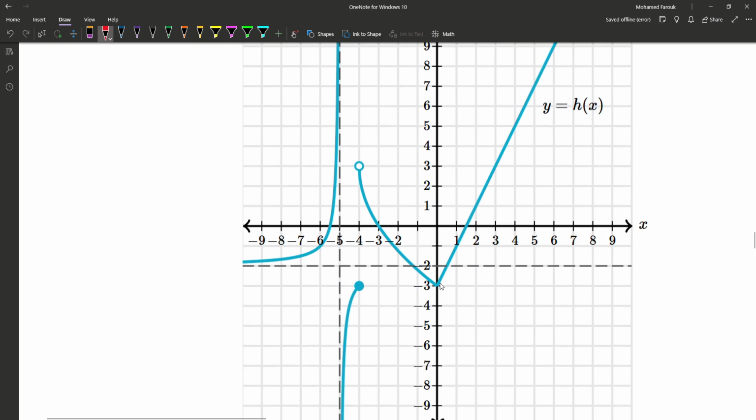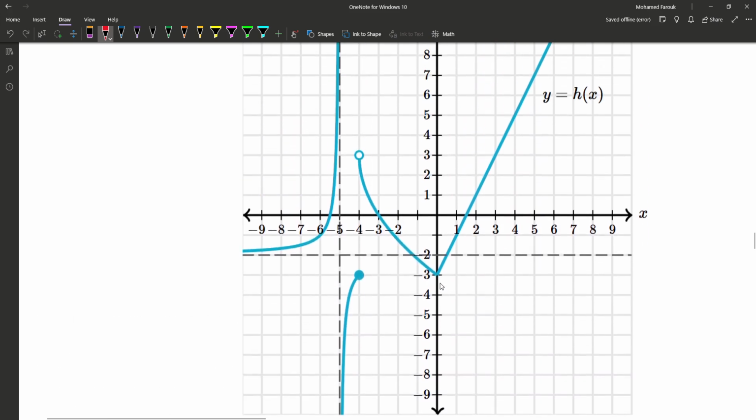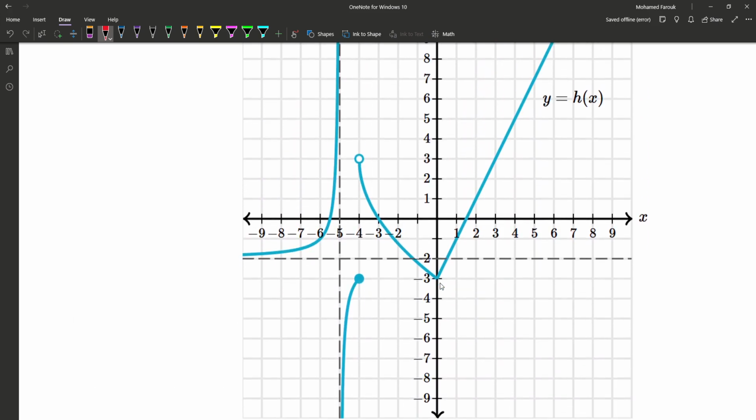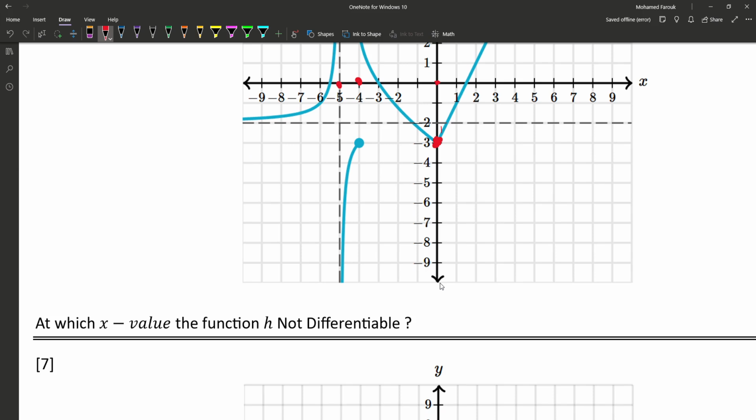Okay, next one. Not differentiable. Actually, this function is not differentiable at -5 because it's discontinuous. If it was discontinuous, it's not differentiable, and also at x is equal to -4, and at x equal to 0, because we have a tip here, a sharp part here, and we already know the explanation of this part. So it will be at -4 and at -5 and at 0. So x is equal to -5, x is equal to -4, and x is equal to 0.